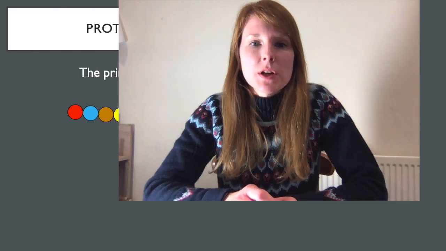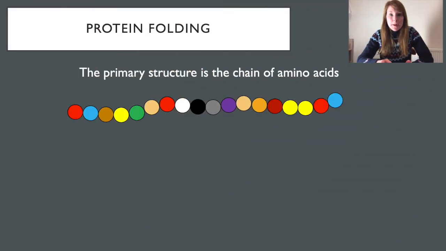So in our last video, we discussed how DNA is transcribed into RNA and how RNA is then translated into proteins. So what happens next? Well, once the RNA has been translated into a chain of amino acids, it needs to fold into its functional protein structure. So the polypeptide chain is what is known as the protein's primary structure.